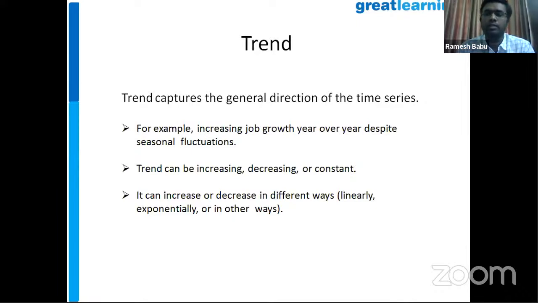So if there is no growth this year, there will be a very flat trend throughout the year. As I'm saying, a trend could be a yearly one, but the data points can be collected hourly, daily, weekly, or monthly. So it can increase or decrease in different ways, linearly and exponentially, right?